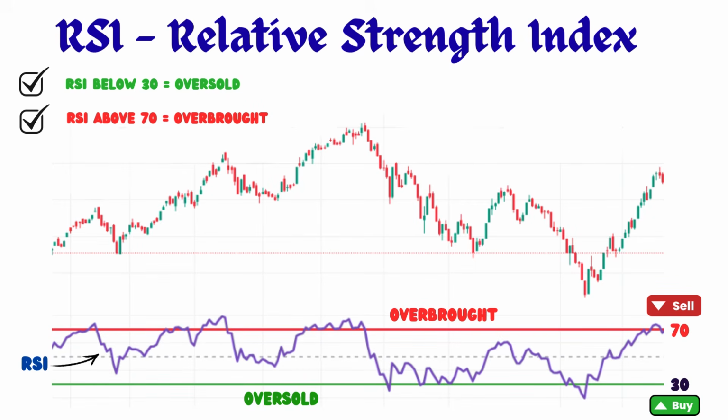A common trade setup is to wait for RSI to reach oversold near a support zone, then watch for price to bounce with confirmation. The same goes for resistance. When RSI is overbought near a key level, stay alert for reversal signals.